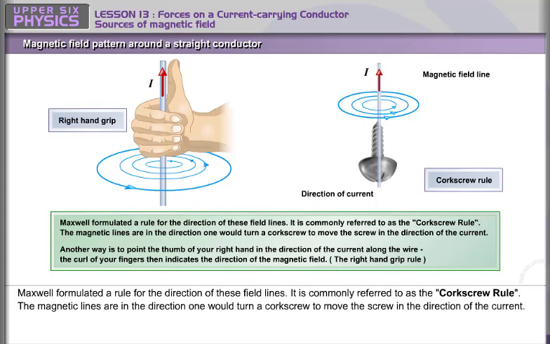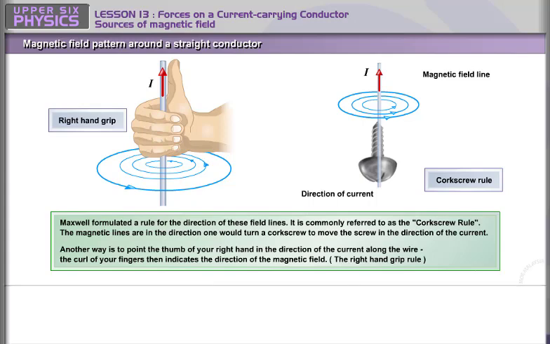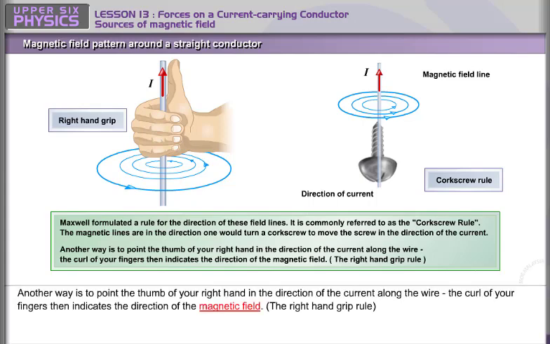Maxwell formulated a rule for the direction of these field lines. It is commonly referred to as the corkscrew rule. The magnetic lines are in the direction one would turn a corkscrew to move the screw in the direction of the current. Another way is to point the thumb of your right hand in the direction of the current along the wire. The curl of your fingers then indicates the direction of the magnetic field, the right hand grip rule.